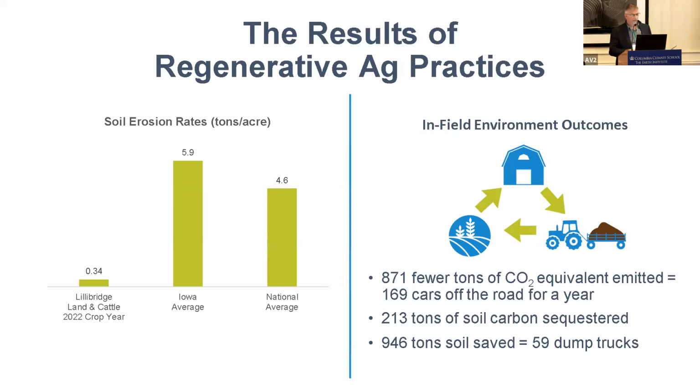Again, here you can kind of see those erosion rates. Puts it a little bit more in perspective. And those outcomes, 871 fewer tons of CO2 is equivalent of 169 passenger cars. That's putting things in layman's terms for people to understand that are in my community, and for them to go, seriously? Wow, that's pretty cool. What did you do? How'd you do that? And other farmers ask me the same question. What did you do? How did you do that?